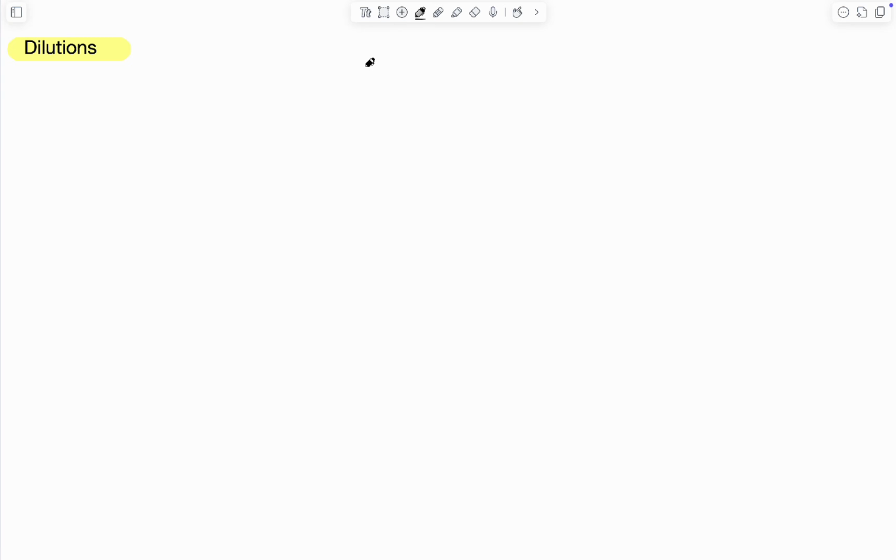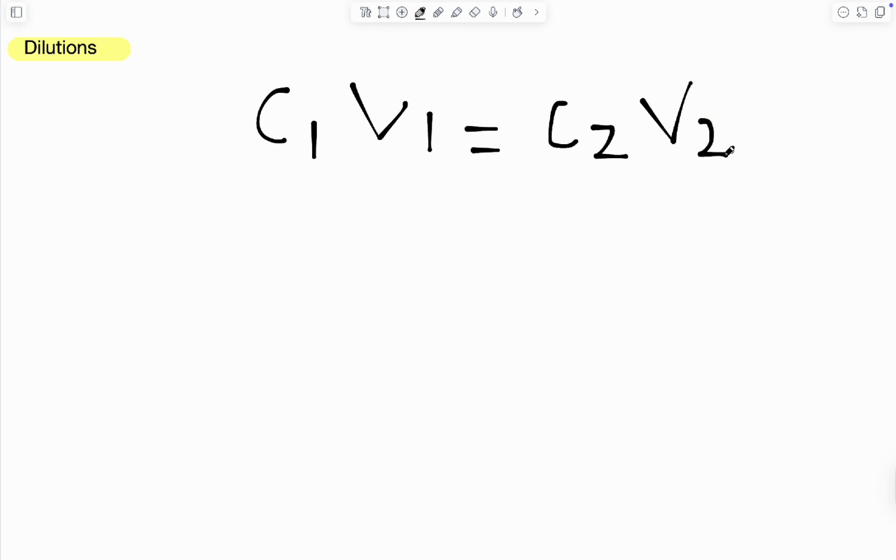So there are two key equations that you need to know to do dilution questions. There's C1V1 equals C2V2. C1 is the initial concentration, that's why it's the concentration one. V1 is the initial volume, or the volume of the solution taken. And then C2 is the final concentration, and V2 is the final volume.